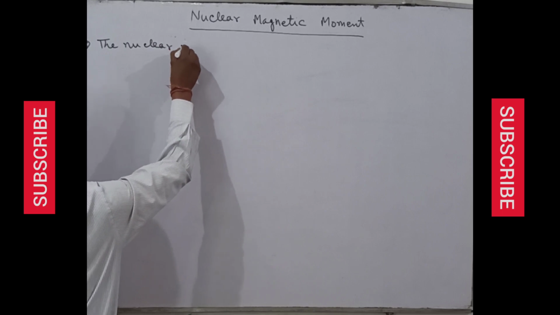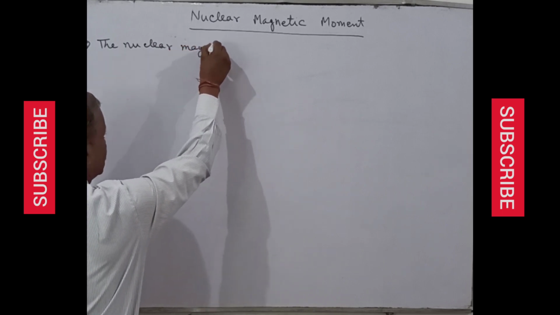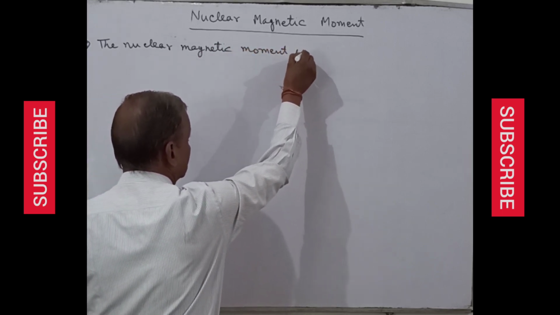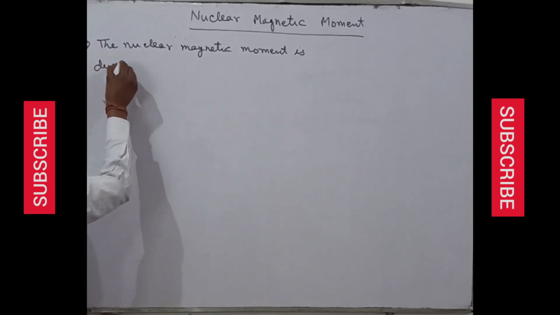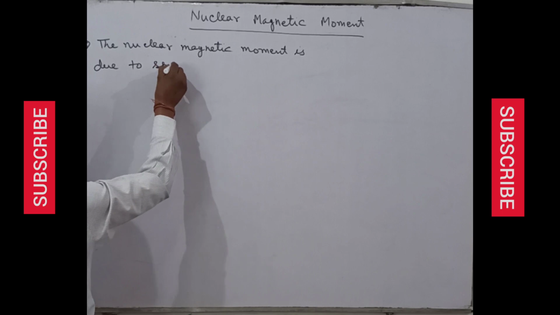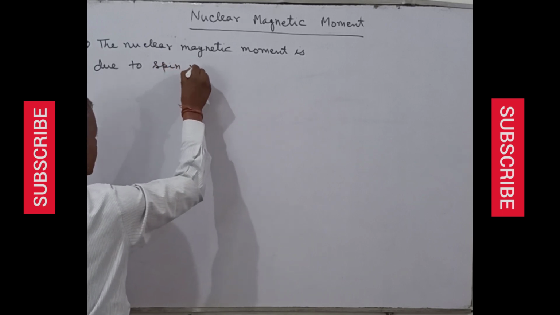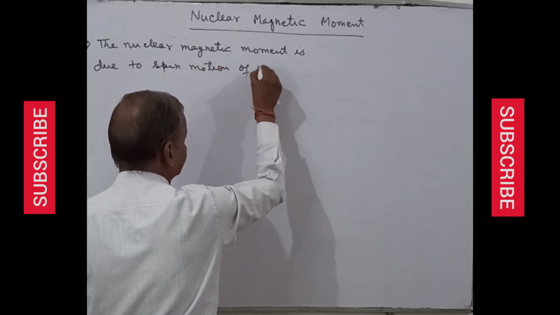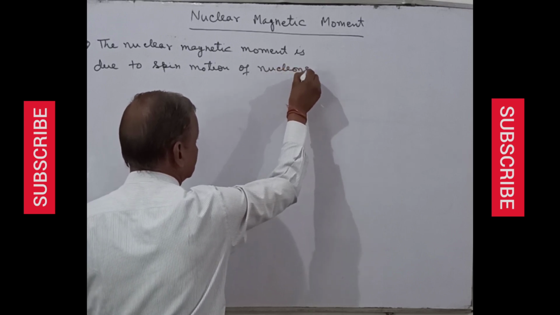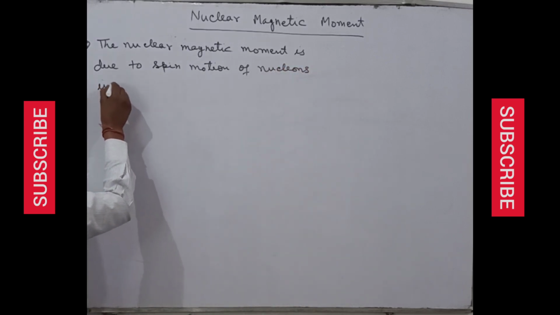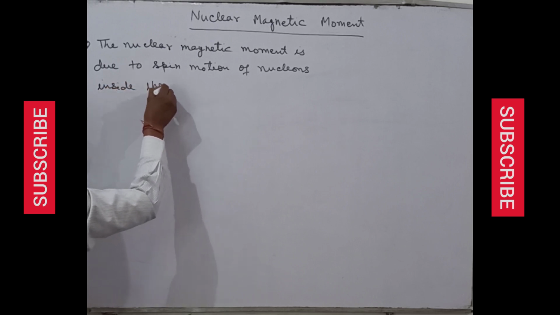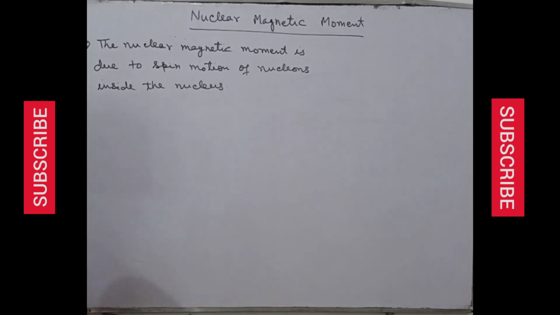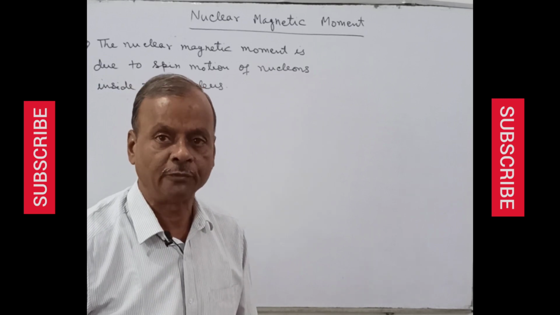The nuclear magnetic moment is due to spin motion of nucleons inside the nucleus. So this spin motion is responsible for the magnetic moment.